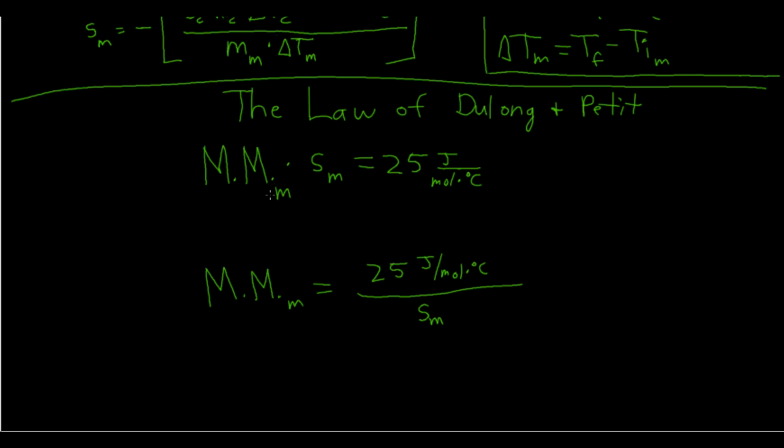So all you're going to do is rearrange this equation: the molar mass is equal to 25 divided by the specific heat capacity of the metal, which you got up here in the first part of part 2.